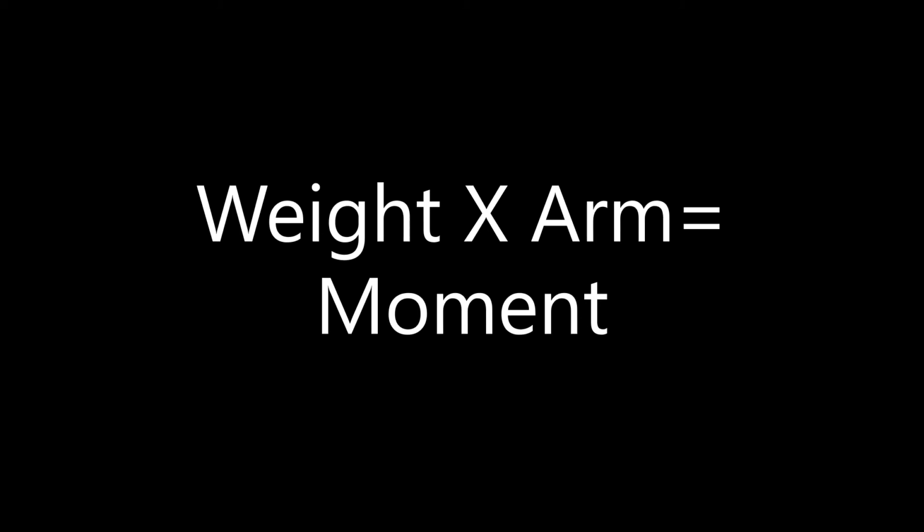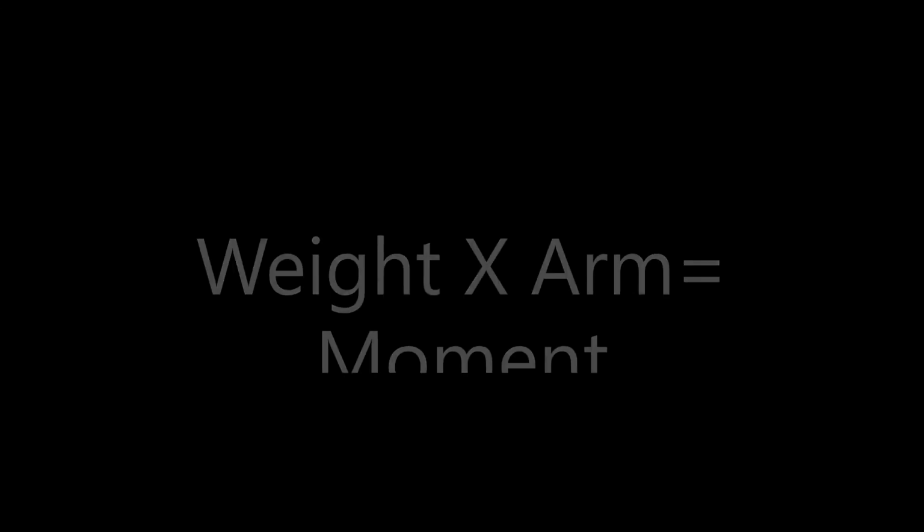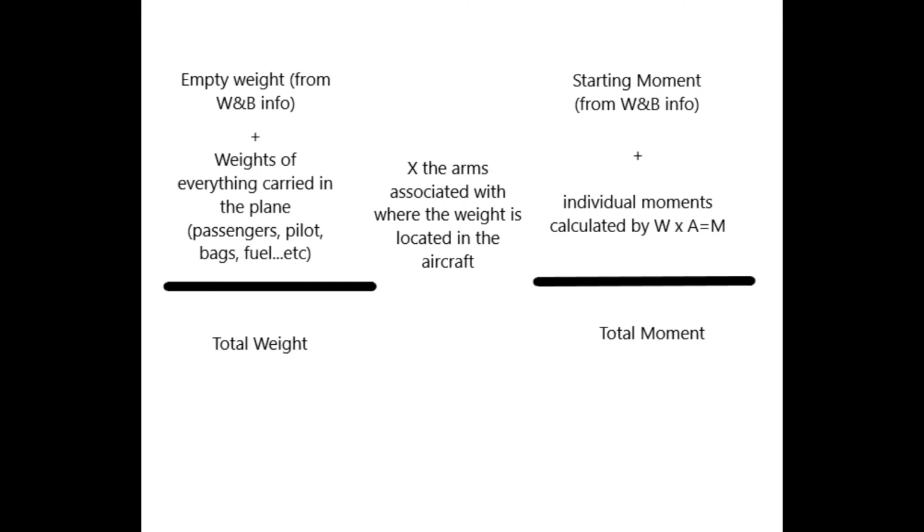So once you have all your moments figured for all your stuff in the plane, add all the weights to the empty weight that you got earlier for your total weight, and add all your moments to the starting moment for your total moment. Then you compare them, the total weight and the total moment, to the values in the POH to see if you're within limits. Pretty simple.